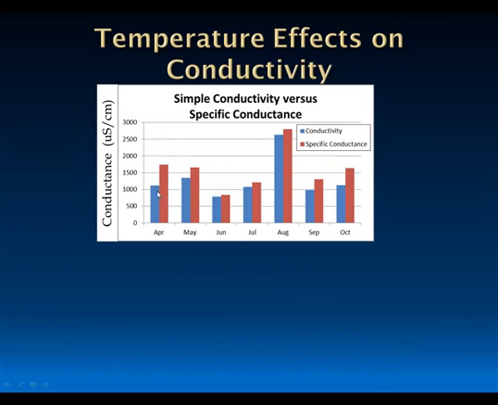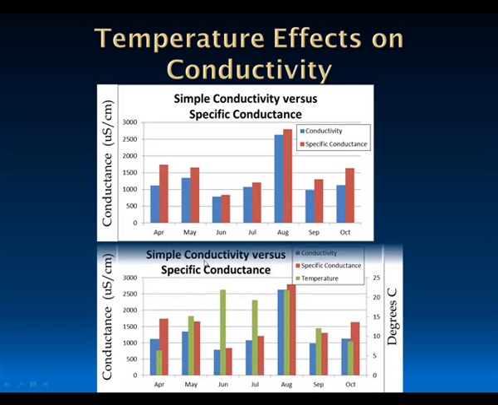In this case, conductivity, the raw conductivity, is always lower than specific conductance. But some of these numbers are much closer together than others. And so if we put temperature on here as an explanatory variable, then we can see that these green bars are the temperature over here in degrees C, and as the temperature approaches 25, the electrical conductivity and the specific conductance are pretty close together.